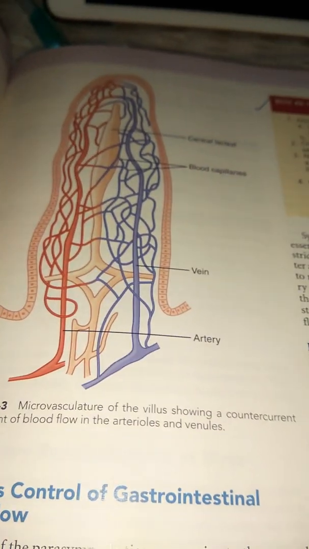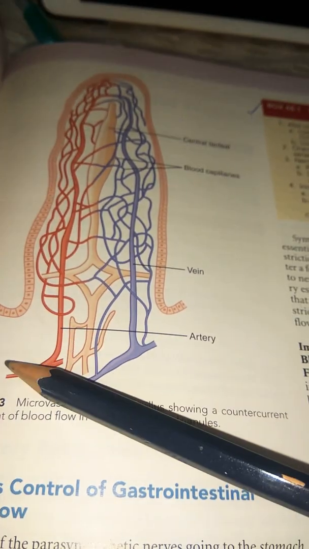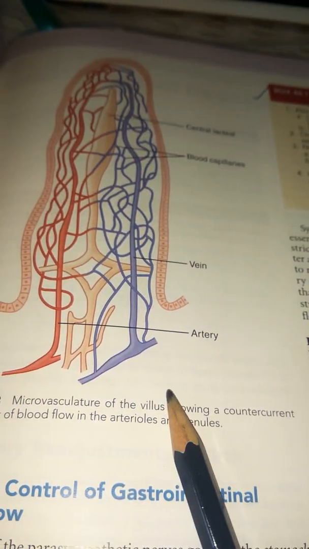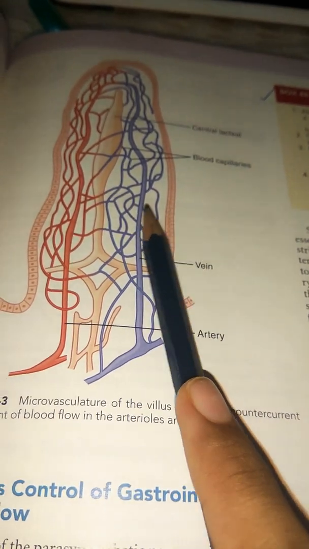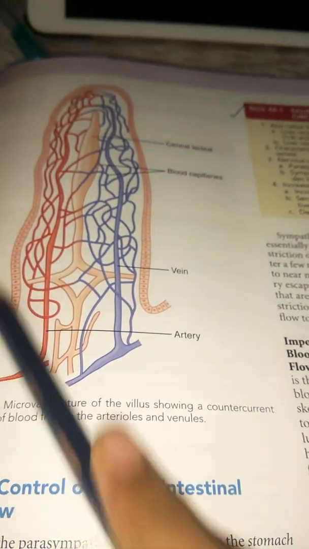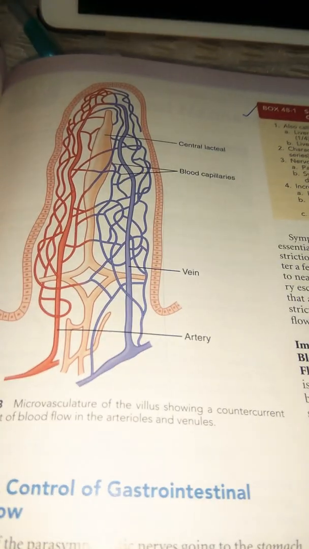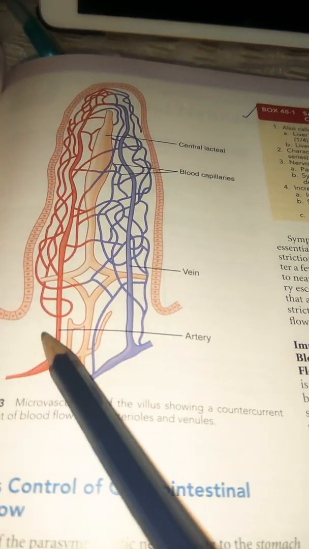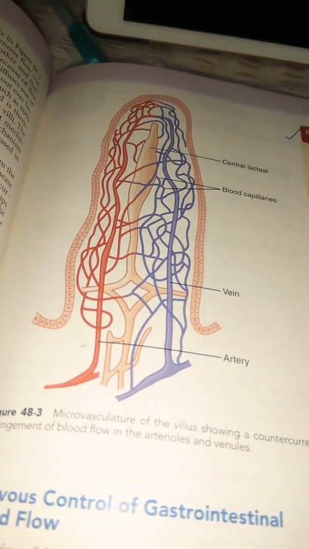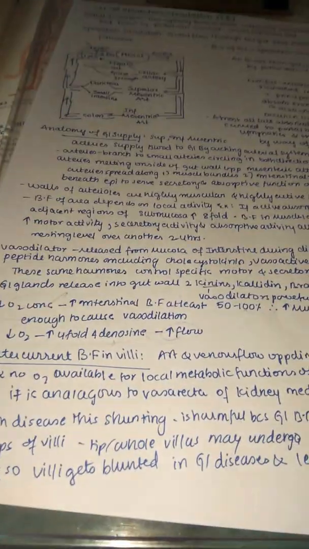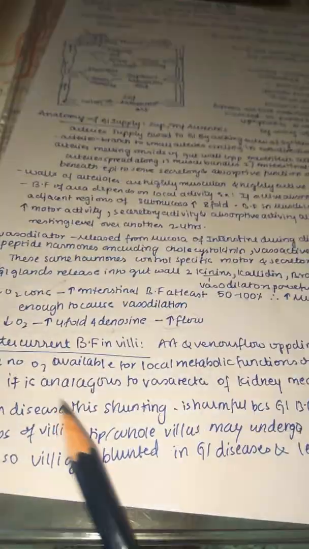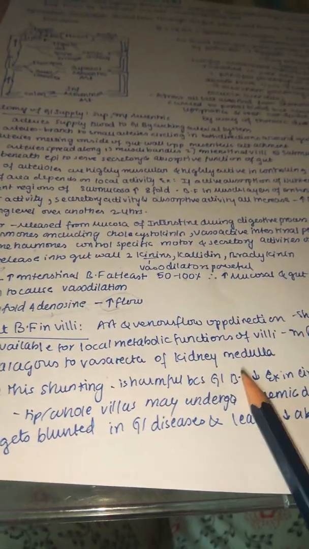What we are saying about this countercurrent blood flow is, you can see here the arteries are supplying in this direction, but the veins are draining from this direction. So they are both in opposite directions. Normally they would be in the same direction, but here they are in opposite directions, hence the name countercurrent. You can see this is a central lacteal and these are the blood capillaries. This side is a vein and this is an artery. This is called countercurrent blood flow, mainly seen in our villus. It is similar to what is also seen in the vasa recta of the kidney medulla.